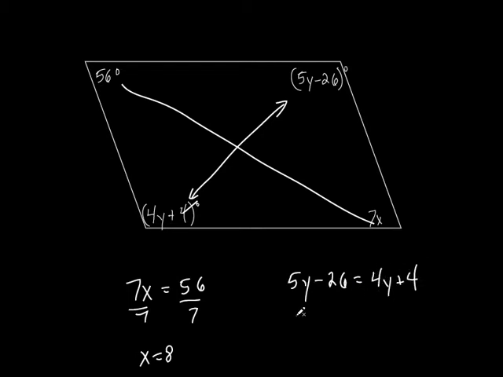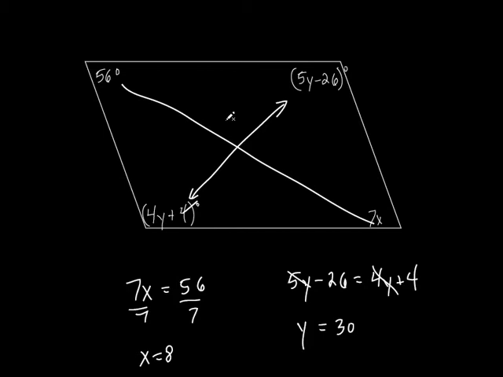Subtract 4y from both sides, and that gives us a y. You see that without actually showing it? Right? And then you do what? Add a 26 to this, and what do you get? 30. And so if y is equal to 30, and if x is equal to 8, that's going to make this thing into a parallelogram.